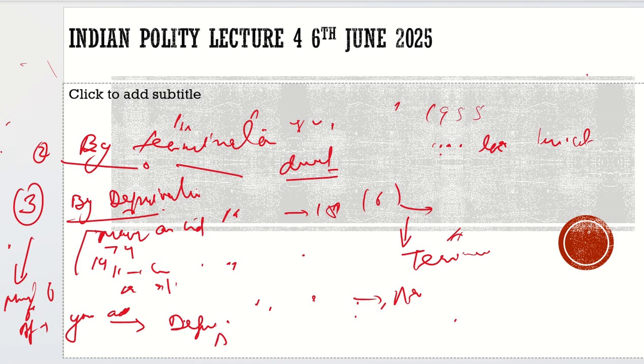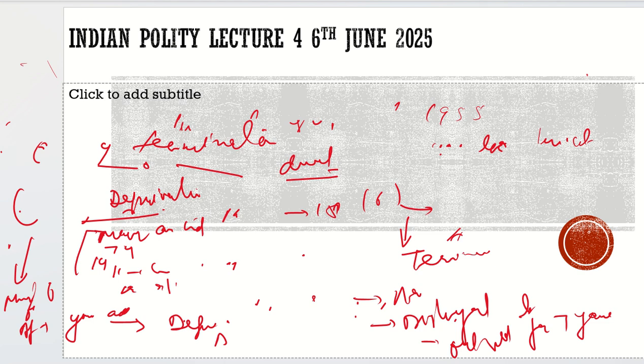Second, you are disloyal to the constitution. Suppose you are Indian, but you are disloyal to the constitution. You will lose the citizenship. Third, you are outside India for 7 continuous years. For 7 continuous years you are outside India, then you will be deprived of the citizenship. So these are the three ways in which you can lose the citizenship of India.